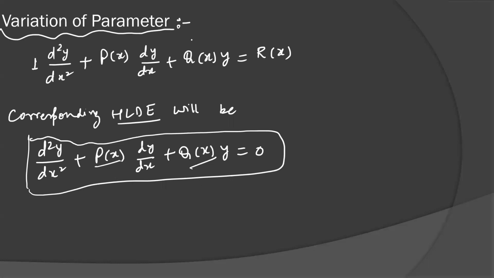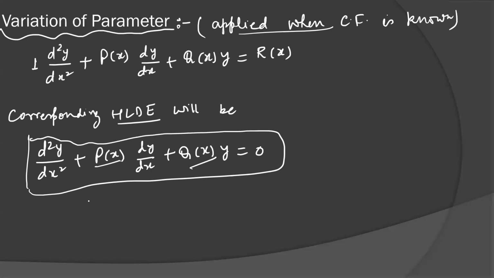So this method is applicable when CF is known. If your complementary function is known, then only this method is useful. Always remember my point. So let the complementary function be, suppose the complementary function is C1 Ux plus C2 Vx.